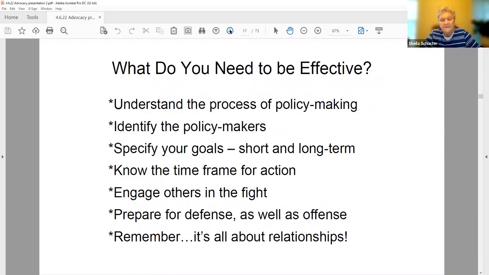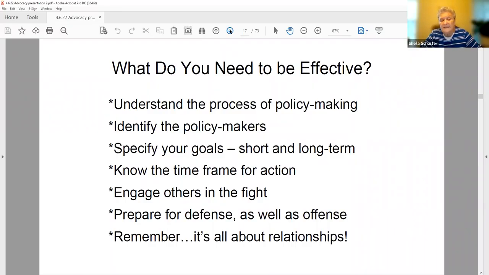So what do you need to be effective? We need to understand the process of policy making. I'm going to take you through a Civics 101, just to remind you of how that process works and why it's important to know where a bill is in that process as we're trying to advocate around it.